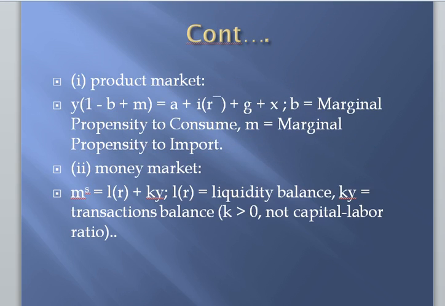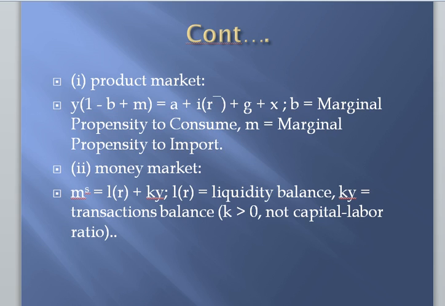In the product market, internal balance occurs when Y = (1 - b + m)... equal to A + I(R bar) + G + X. What is b? b is the marginal propensity to consume and m is the marginal propensity to import. This is the equilibrium condition in the product market.